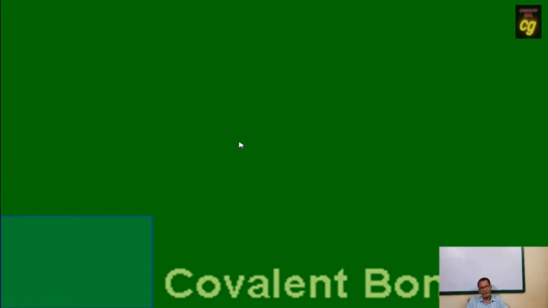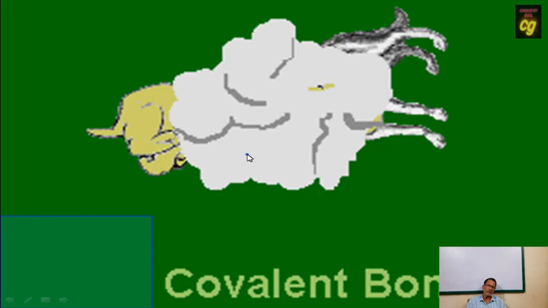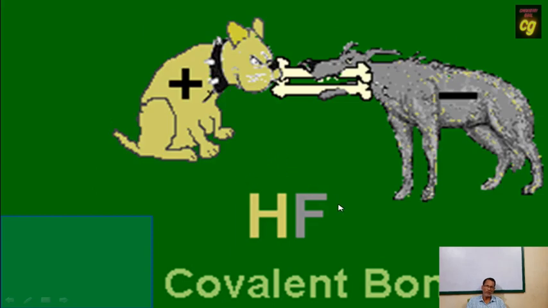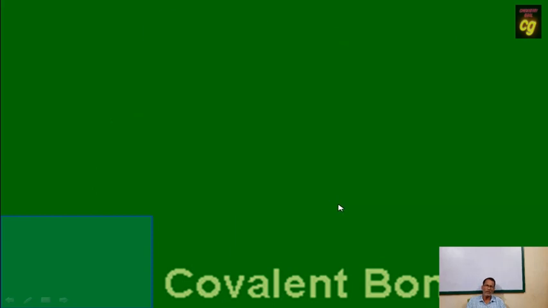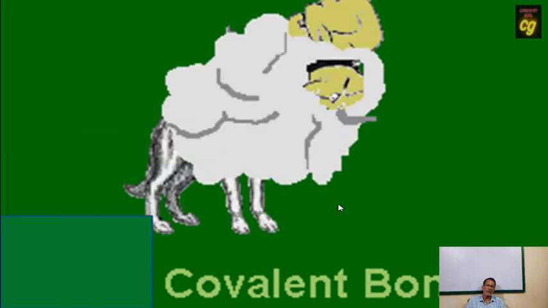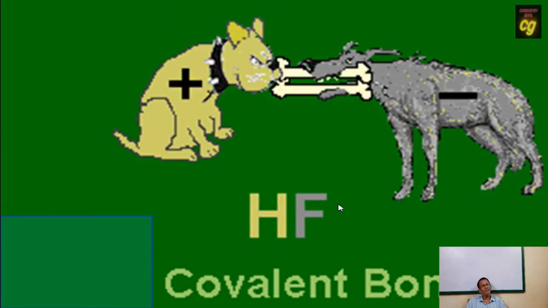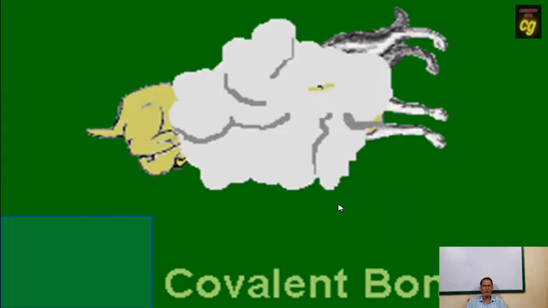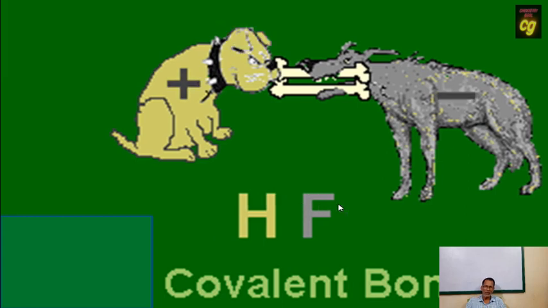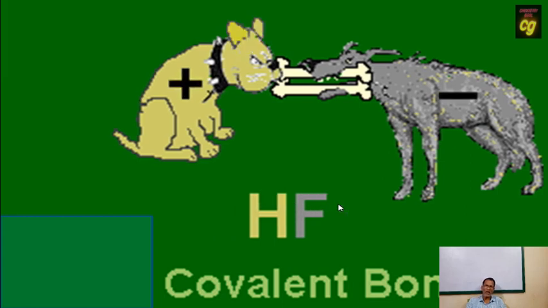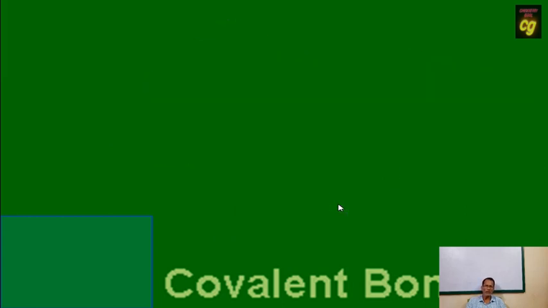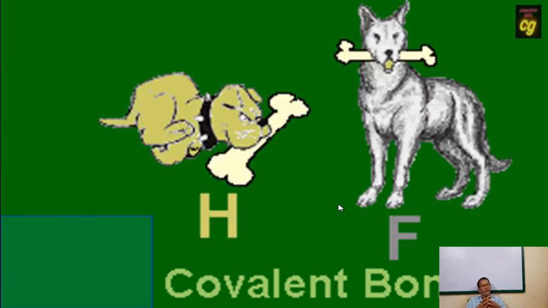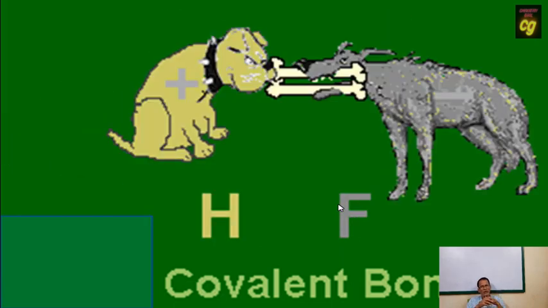Similarly, here this figure indicates one is hydrogen having a single electron, another is fluorine having one shortage electron in its outermost shell. Hydrogen has one electron shortage and fluorine also has one electron shortage, because fluorine has 7 electrons in the outermost shell, so 1 electron is short.